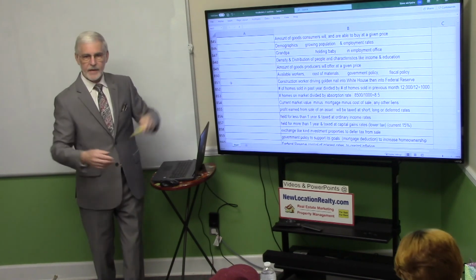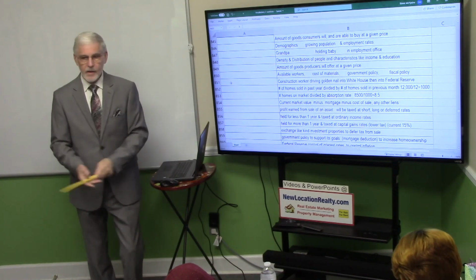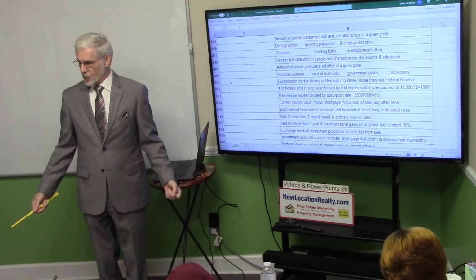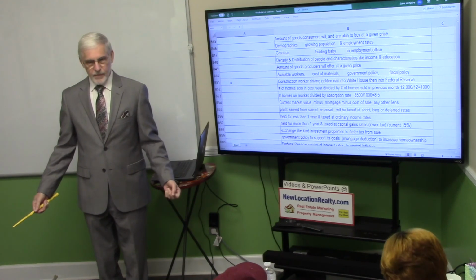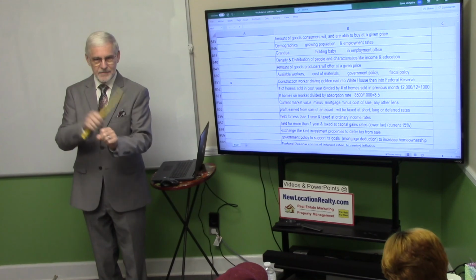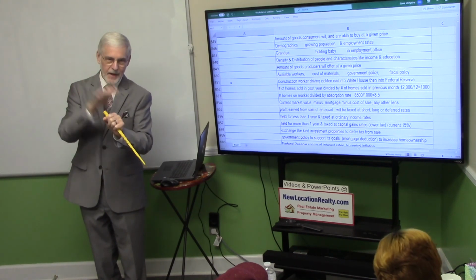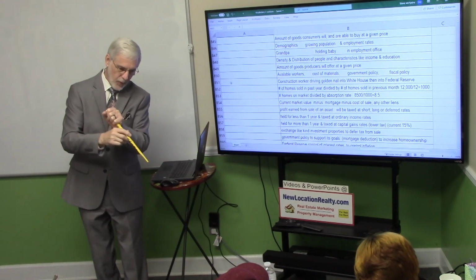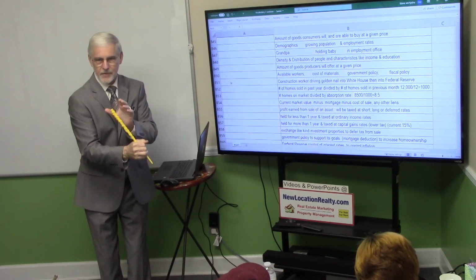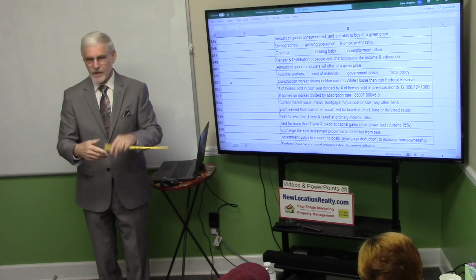Amount of goods producers will offer at a given price. Supply. All right, now our picture for supply is this next group right here. We've got a construction worker. Remember what he's doing? He's driving a golden nail into the White House, and it goes all the way through the White House into the Federal Reserve. Those are our supply factors.